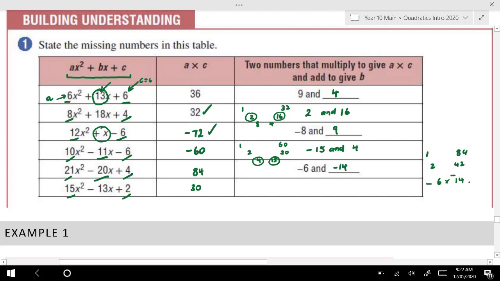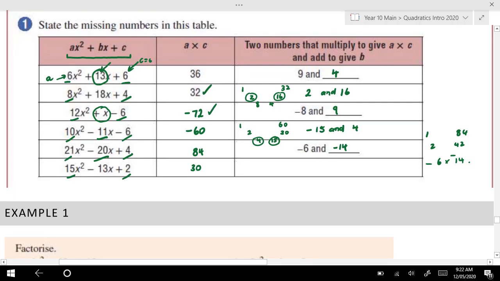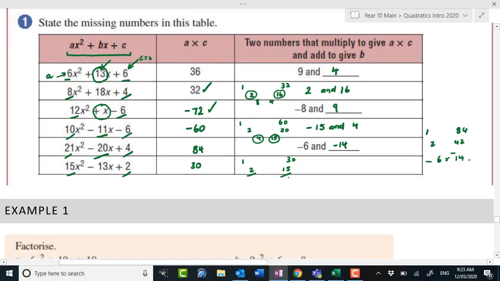Okay, and the last one, we've got two numbers which multiply to give 30, and they add to give negative 13. So we've got 1 and 30, we've got 2 and 15. There you go. I reckon we can add those two together, chuck a negative in front of one of them or both of them to get that. So what else have we got? We've got 2 and 15. We've also got 10 and 3.